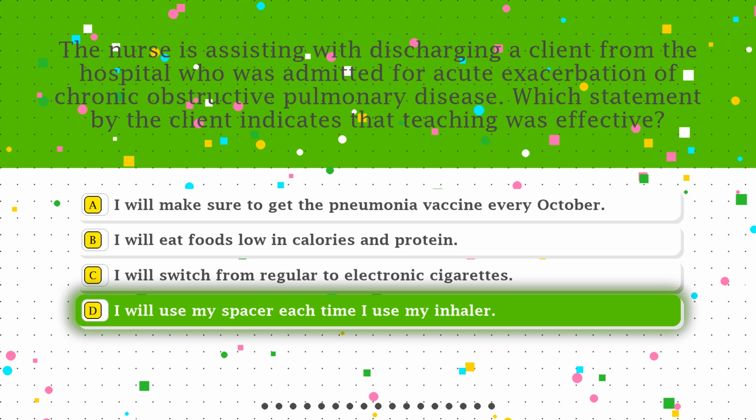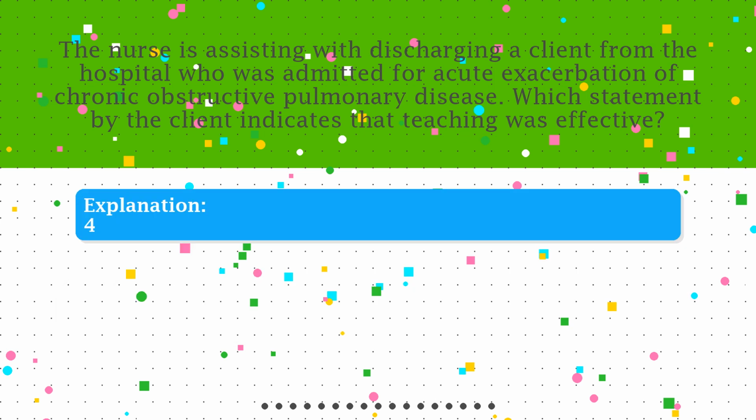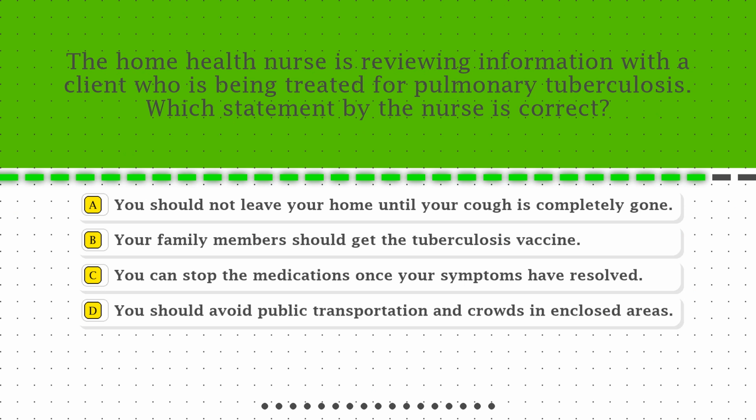The correct answer is option D. I will use my spacer each time I use my inhaler. Question 17. The home health nurse is reviewing information with a client who is being treated for pulmonary tuberculosis. Which statement by the nurse is correct? Option A. You should not leave your home until your cough is completely gone. Option B. Your family members should get the tuberculosis vaccine. Option C. You can stop the medications once your symptoms have resolved. Option D. You should avoid public transportation and crowds in enclosed areas.